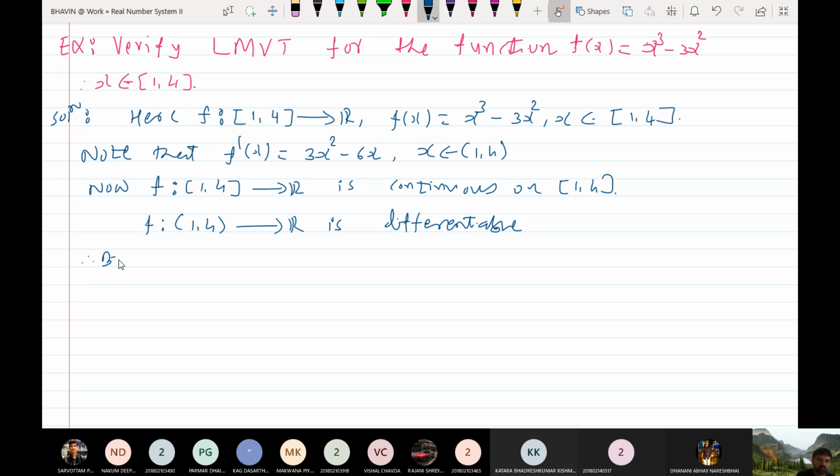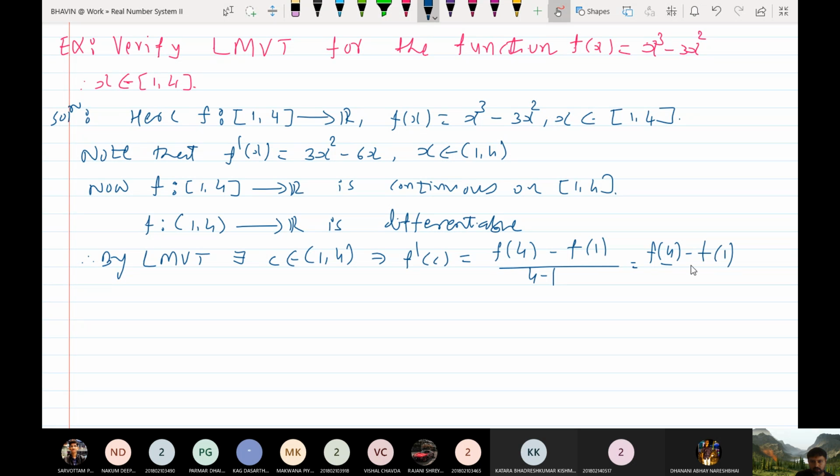Okay. Therefore, by Lagrange's mean value theorem, there exists some c belongs to 1 to 4 such that f dash c equal to f4 minus f1 upon 4 minus 1. That is f4 minus f1 upon 4 minus 1 is 3. Okay. Therefore, now see what is f dash c. So 3c square minus 6c equal to f4. What is f4?